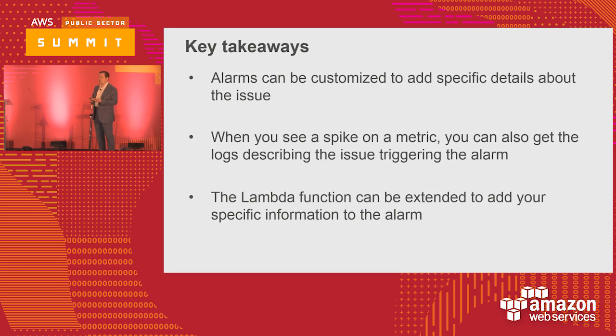And so just some key takeaways here are that alarms can be customized to add specific details about your actual issue. So when you see a spike in a metric, you can see what's actually triggering that spike. And the Lambda function can be extended to add in other information that you would find useful, such as runbooks or really anything else in that notification. And actually, in practice, I see this being done way more as chat ops, so in things like Slack notifications rather than emails, because emails can be overwhelming, and putting it in your Slack is probably a little bit more useful.